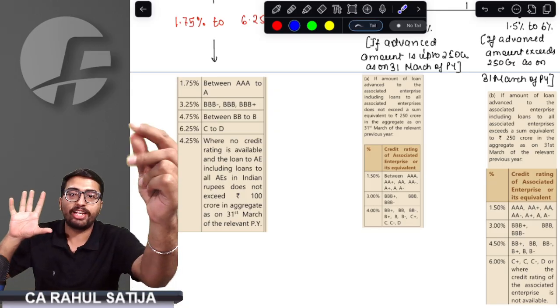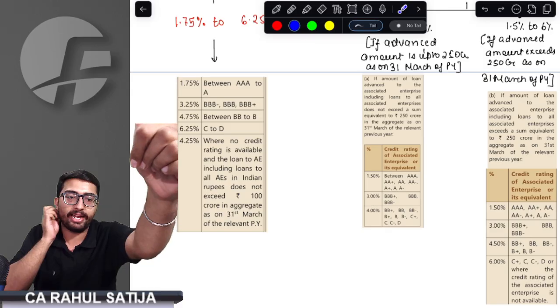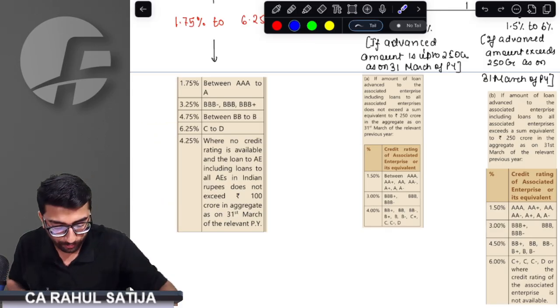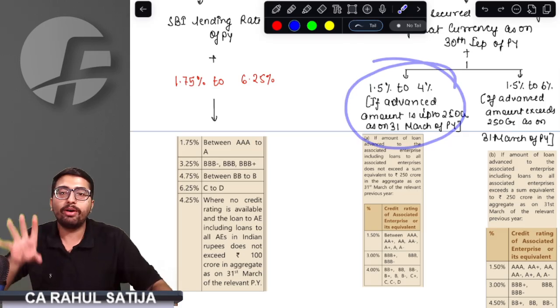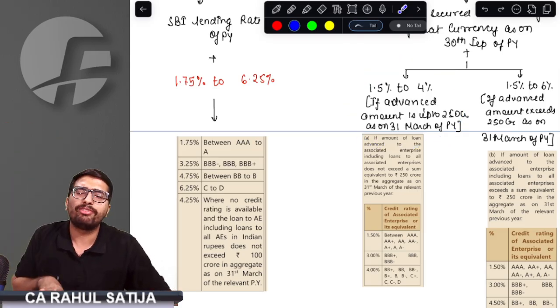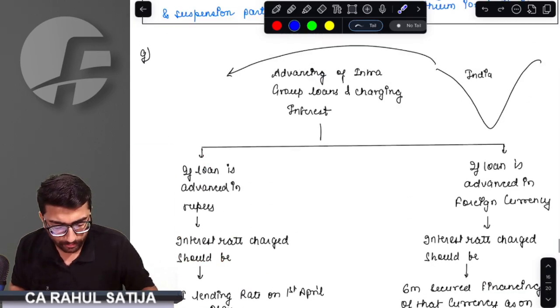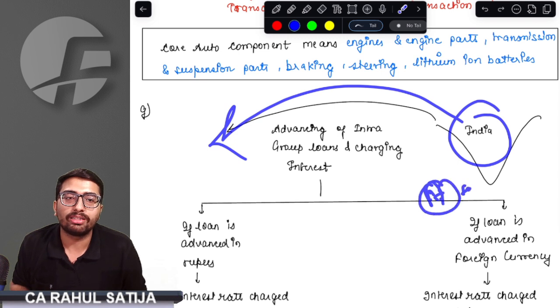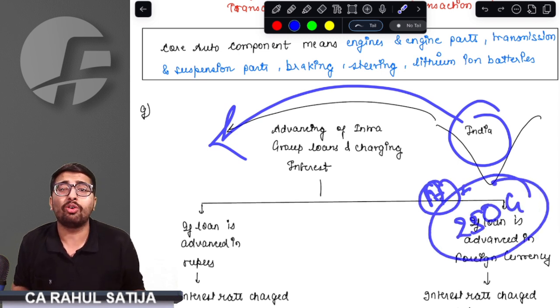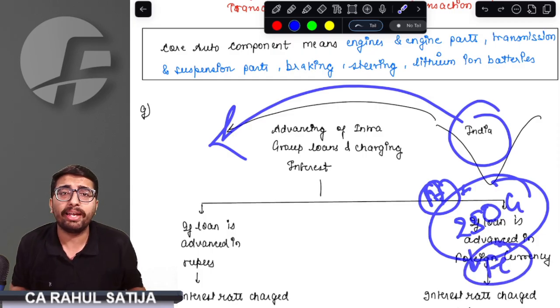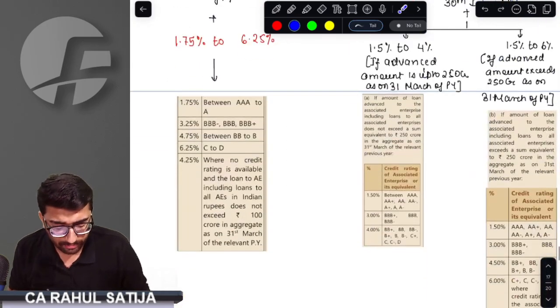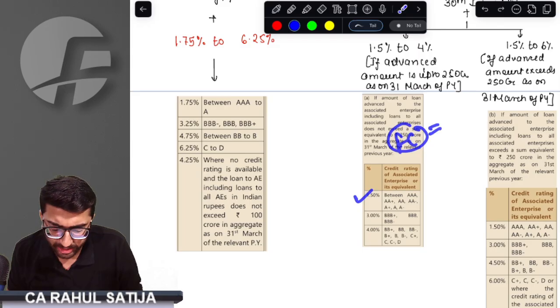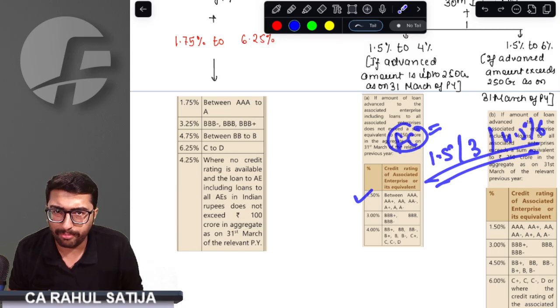Shall we go a step further? If you all agree, we can go a step ahead. Yes, sir, you can go. If you are lending to somebody and that is less than 250 crore, if this Indian entity is lending to any foreign associate, and total lending is up to 250 crore rupees, and foreign currency lending is being made, in that case the foreign currency lending rate has to be taken plus 1.5%, 3%, 4.5%, 6%. All these rates are available depending upon credit rating.